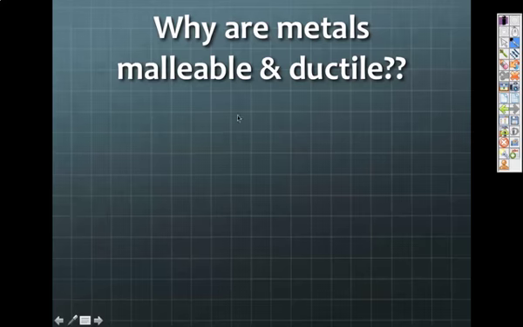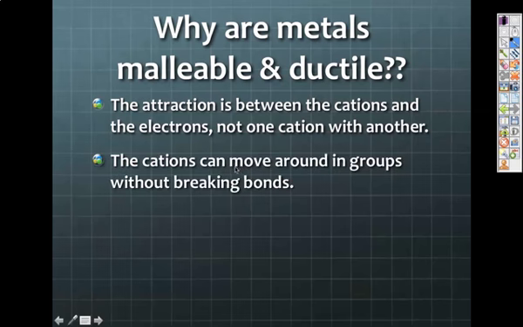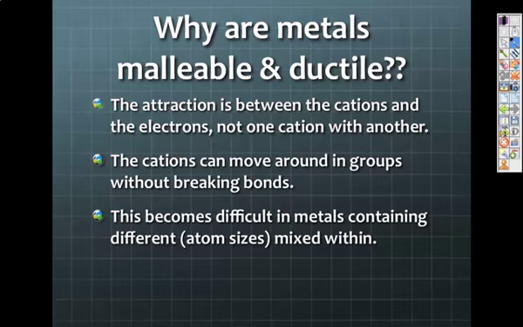So why are metals malleable and ductile? It's because of the attraction between the cations and the electrons, not because the cation is reacting with another cation. The cations can move around in groups without breaking any of the so-called bonds. Because they're just held together by those moving electrons, we can move and bend and shape them. This is difficult, though, when we have metals that have atoms of different sizes mixed within. So alloys, things like steel.